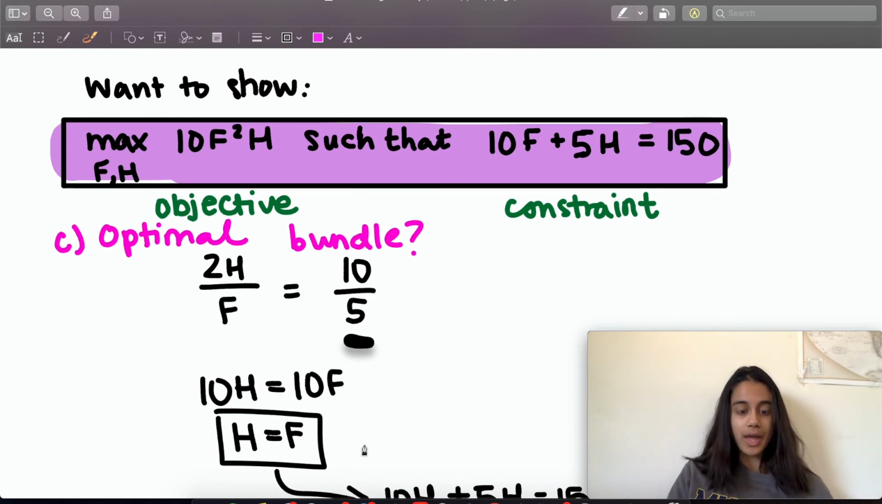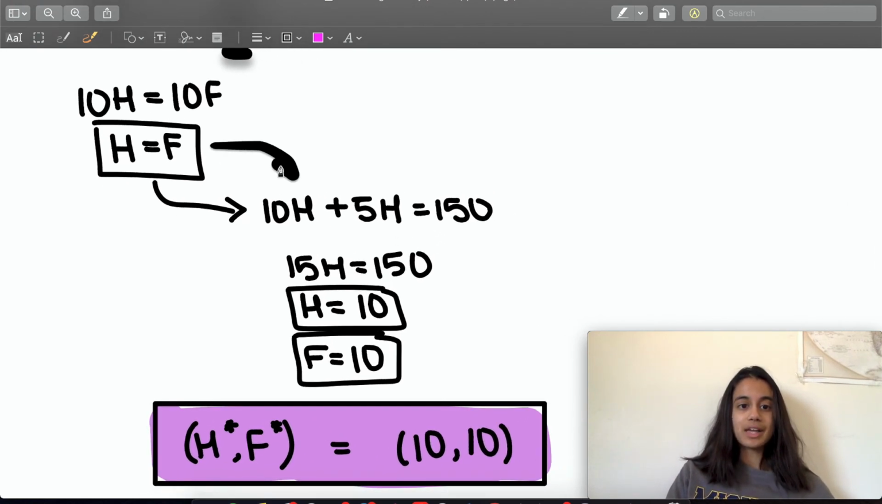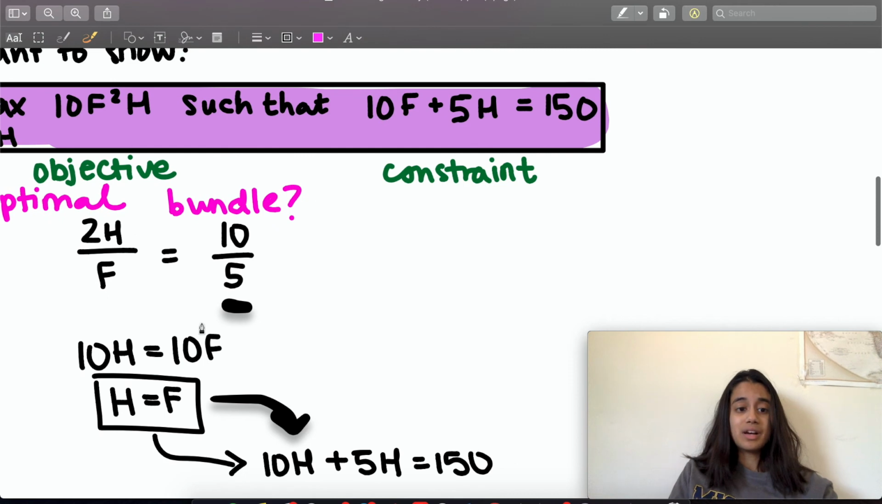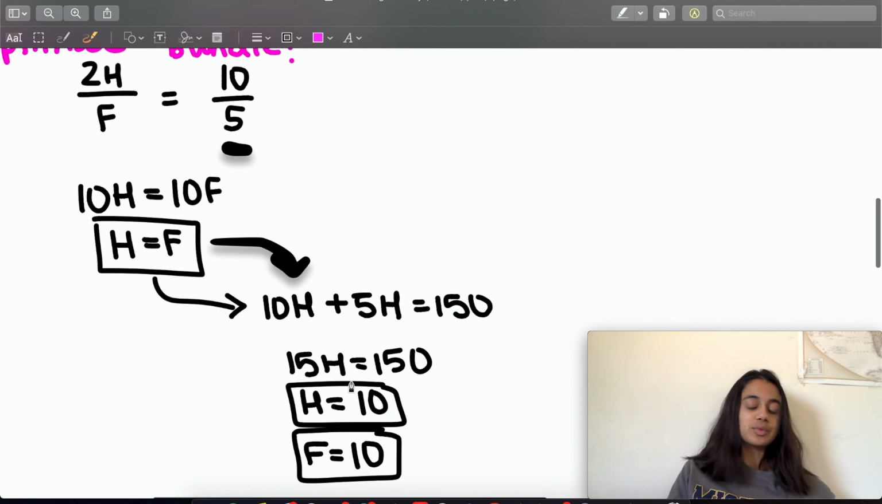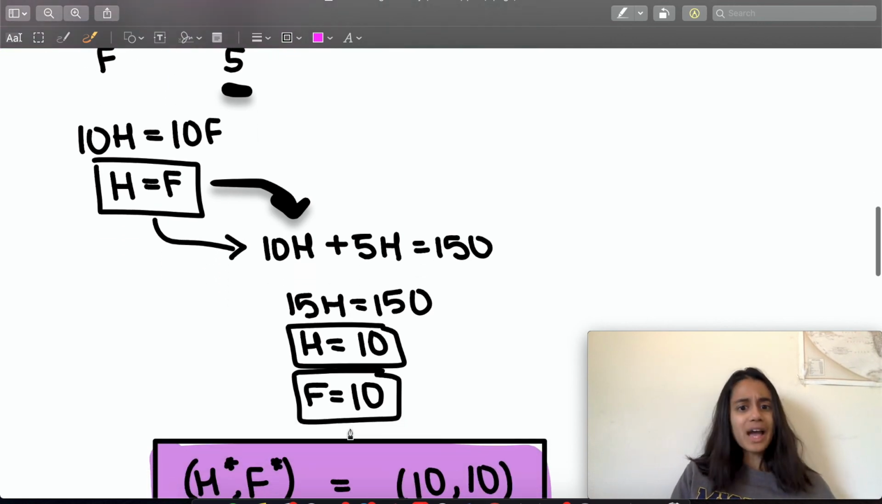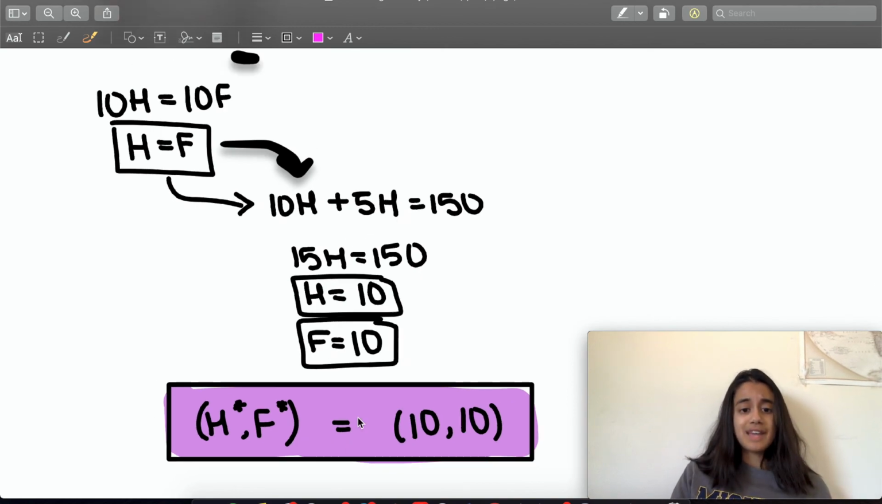That's really helpful, because when we're plugging back into our budget constraint, we just plug in. Imagine that f is my h, it doesn't really matter. You could plug it in here, it's the same thing. 10h plus 5h is equal to 150. Combine that and you get 15h is equal to 150, and h is equal to 10. If I know h is 10, I know that f is 10 as well, because h and f are equal. So that gives us our optimal bundle: 10 and 10 of each.